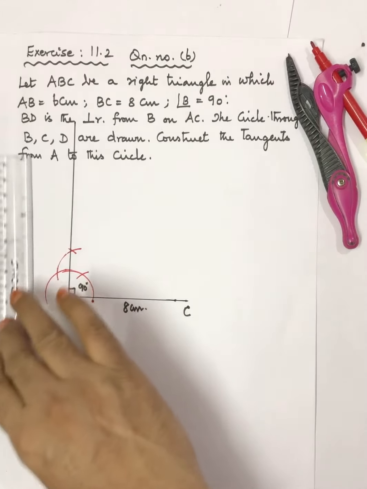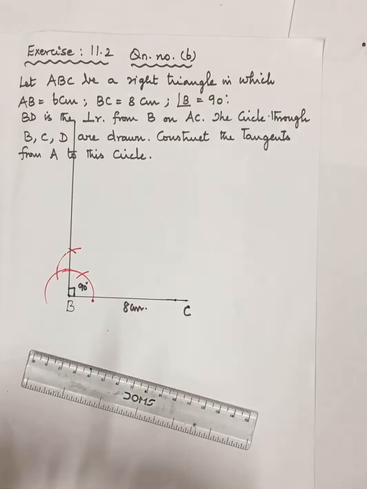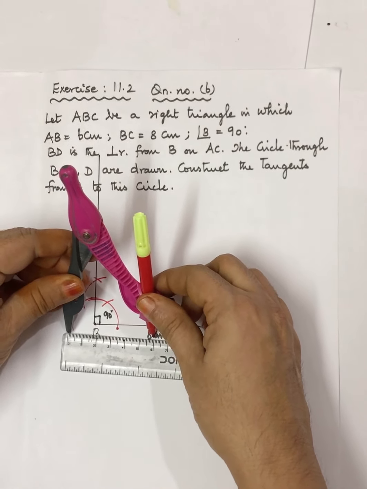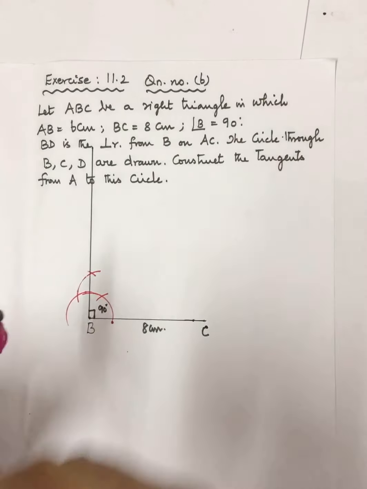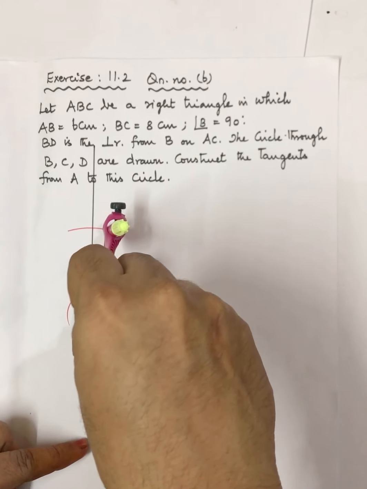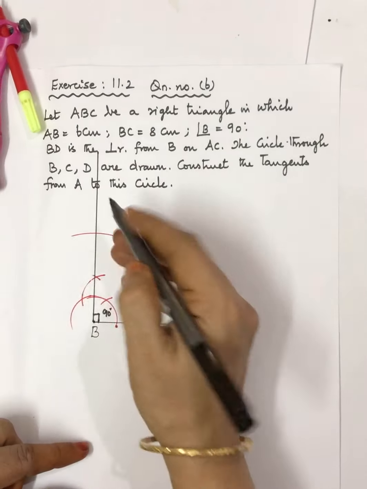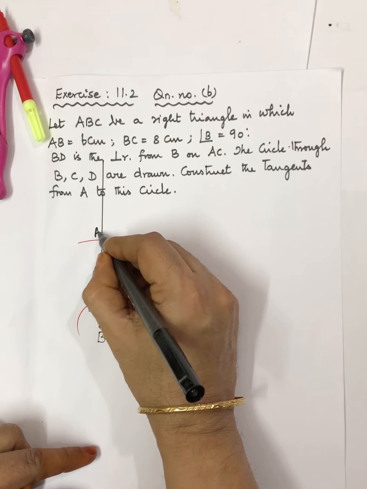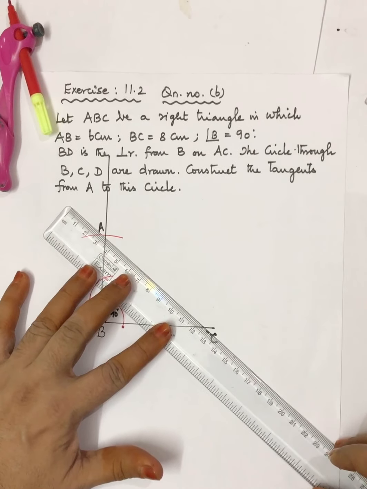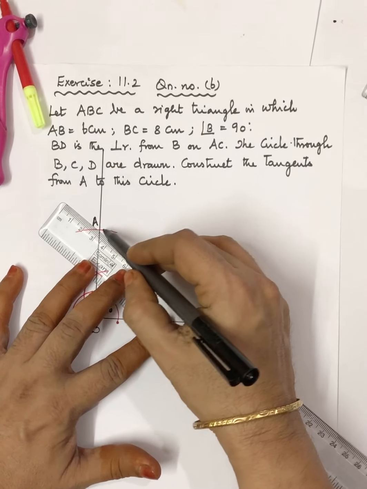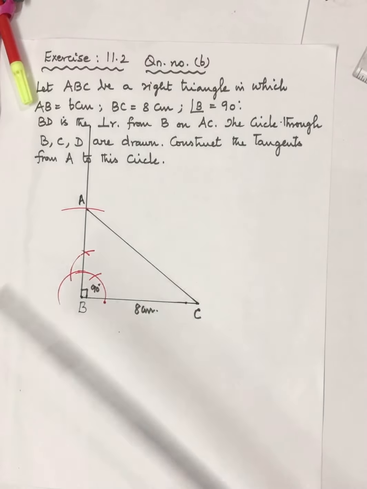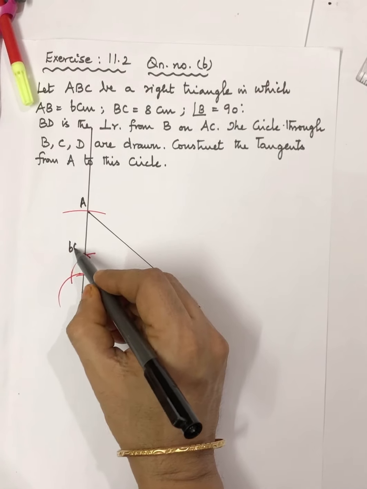Now, measure 6 centimeter in the compass. Keep the needle at B. Draw an arc. Name it as point A. Join A to C. This is 6 centimeter.